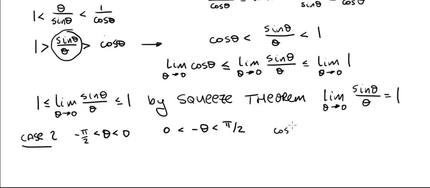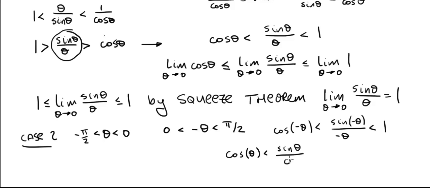Therefore, cosine of minus theta is less than sine of minus theta over minus theta and less than 1. But cosine of minus theta is cosine of theta. Remember, theta is negative, that's we're in case 2. So cosine of theta is still less than sine theta over theta, and that's still less than 1. Applying squeeze theorem again, exactly the same thing. We end up in case 2 with the limit as theta goes to 0 of sine theta over theta equals 1.